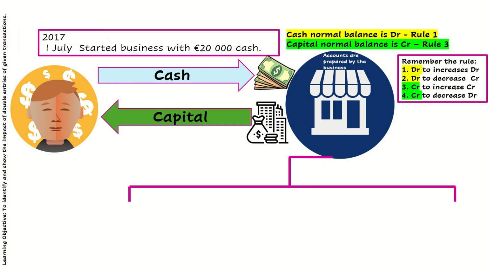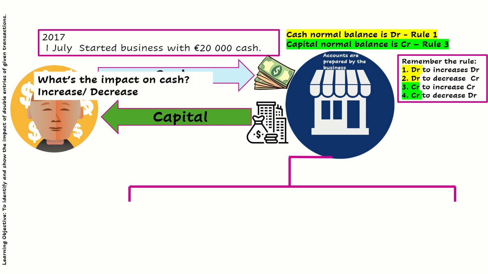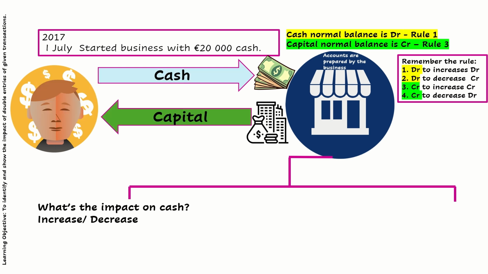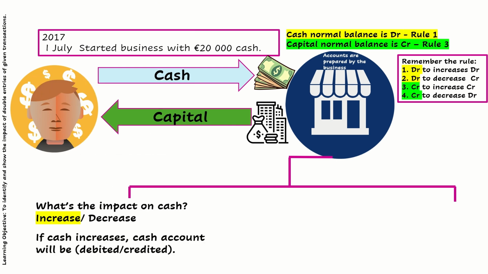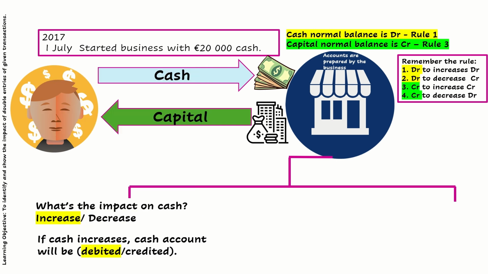Remember the rule. Here we apply rule number 1 and 3. What's the impact on cash? Will it increase or decrease? It increases. If cash increases, cash account will be debited or credited? Debited. This means we are applying rule number 1. Cash has a normal debit balance. In order to increase it, you debit.